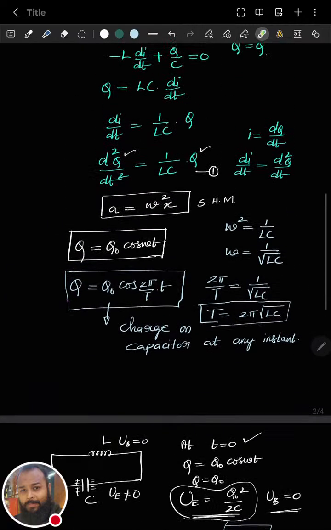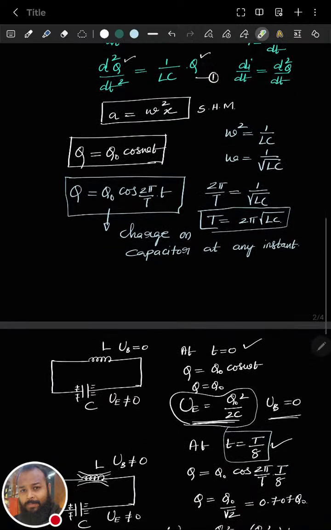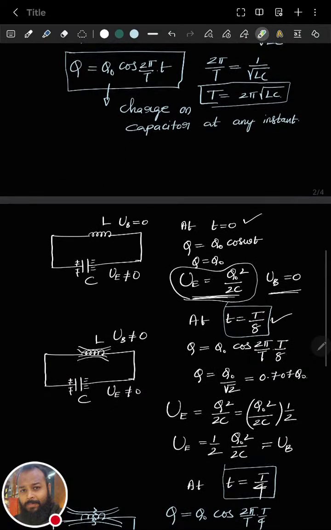Sir, kaisa hai sir? Because when I applied Kirchhoff's law for this one, I got this equation. I compared it with SHM. Then I concluded that the charge on the plates of the capacitor Q is equal to Q naught cos omega t. Which I have written in this way, where capital T is the time period, which can also be written as T equal to 2 pi root LC. Okay.